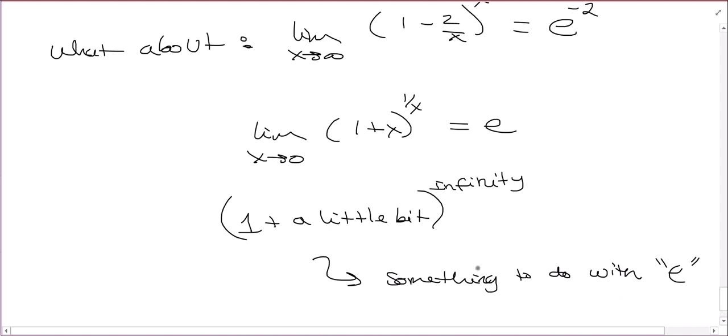So I encourage you to try some of these examples and notice that you always get e to some power.